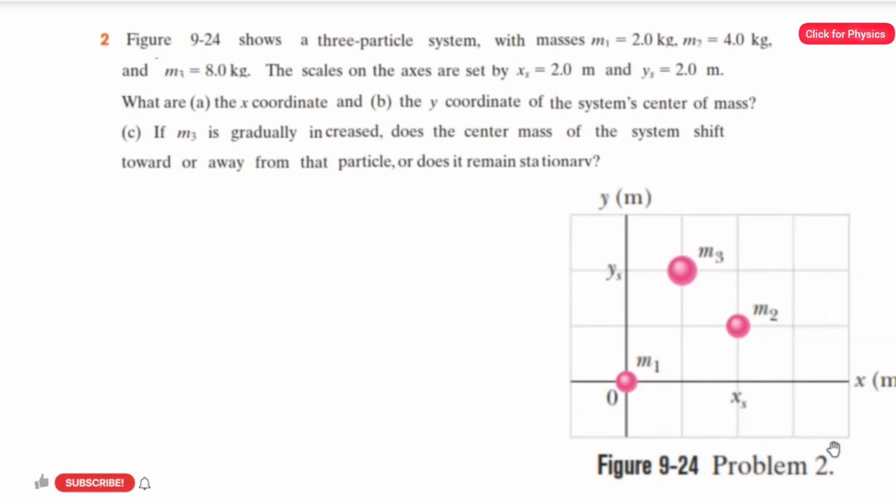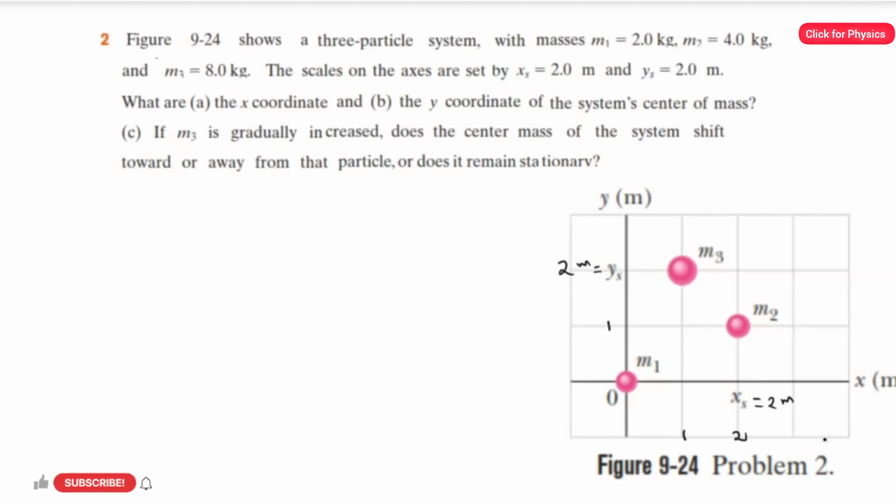So let's see the given figure. What is given in the figure? Three particles are shown in the graph. m1 is located at the origin, and the maximum range for x as well as y is set as 2 meters. You can see the xs value is set to 2 meters here, and likewise ys is equal to 2 meters. That means each box is 1 meter. This is 1, this is 2 meters. Likewise, this is 1 meter and that one is 2 meters.